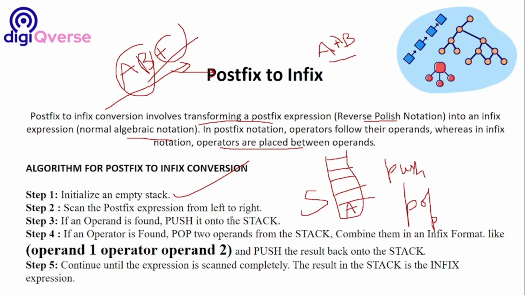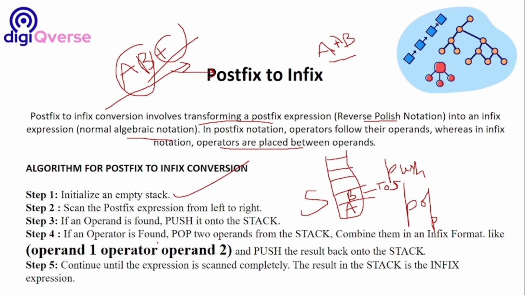Accordingly, if an operator is found, pop two operands from the stack. In this example, A is one operand and B is another operand. So we place B, and this is the top of stack, TOS, because this is a stack implementation, right? TOS means top of stack, which holds the operand B.